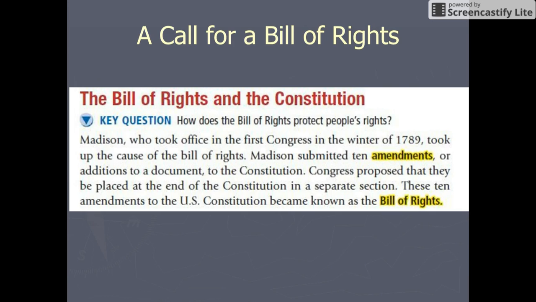Now, the call for the Bill of Rights. This is from your book. It said Madison, who took office in the first Congress in the winter of 1789, took up the cause of the Bill of Rights. Madison submitted 10 amendments or additions to the Constitution. So an amendment is a change. So the first thing Congress is going to do after they create their Constitution is they make changes to it. So imagine you just made a new government, and the first thing you do is add 10 things to this new government. Those 10 things or 10 amendments were called the Bill of Rights. And that was the first 10 amendments to the U.S. Constitution, passed right after it was ratified.